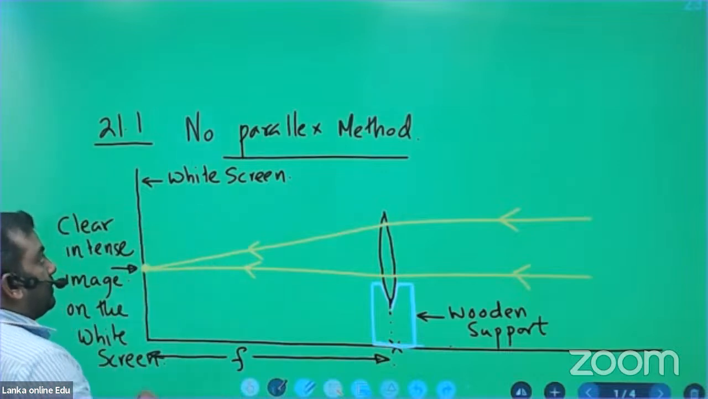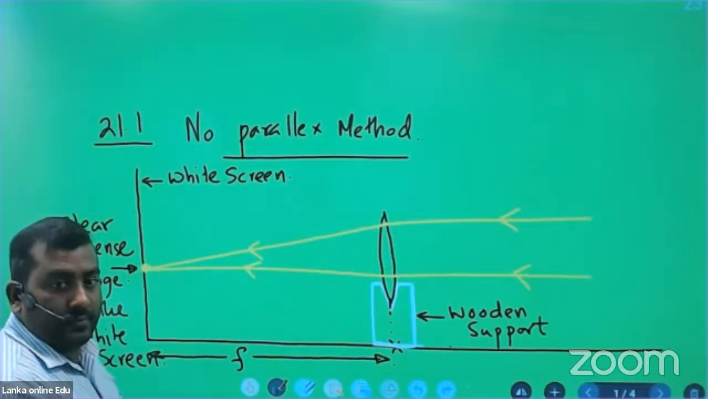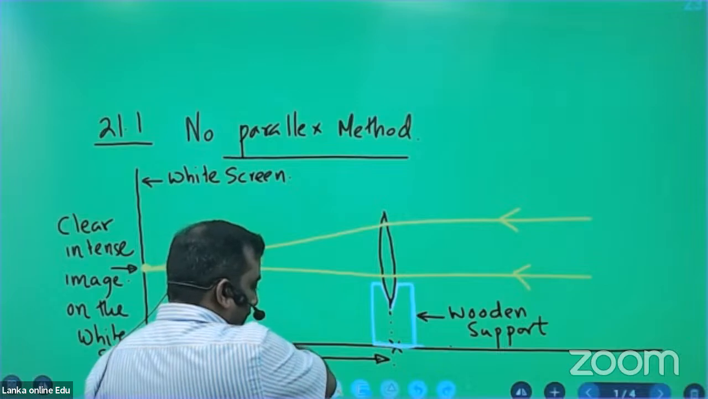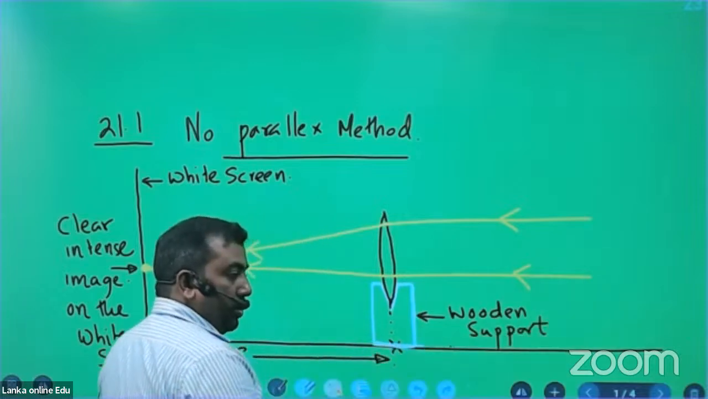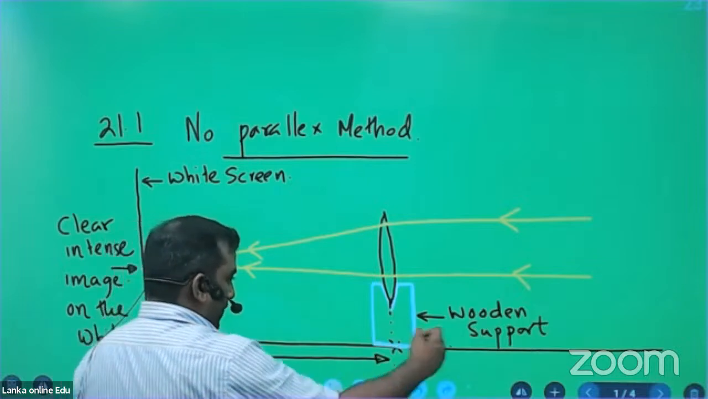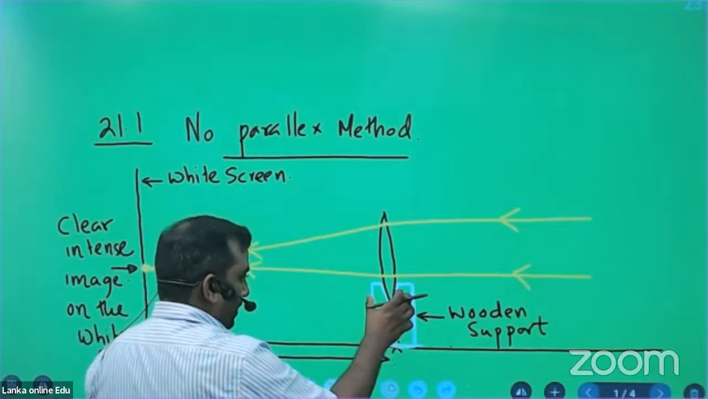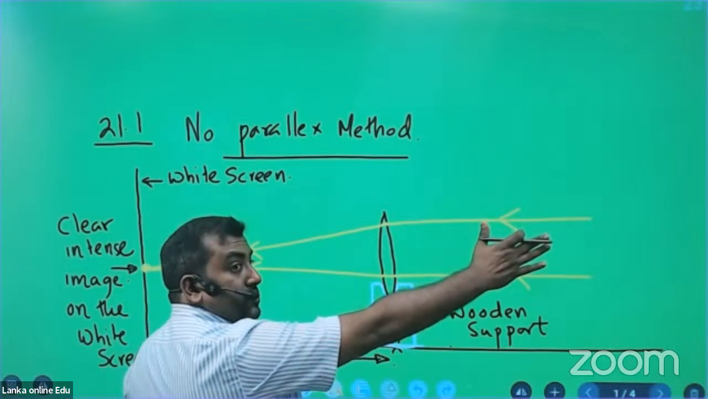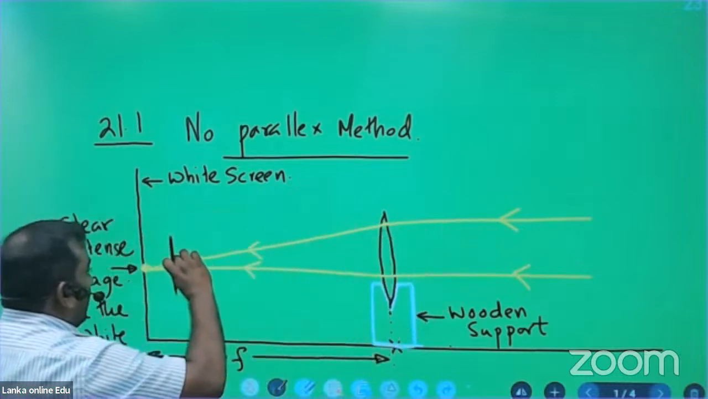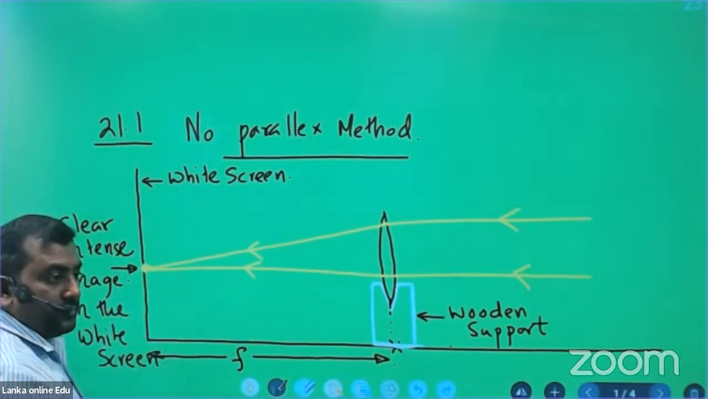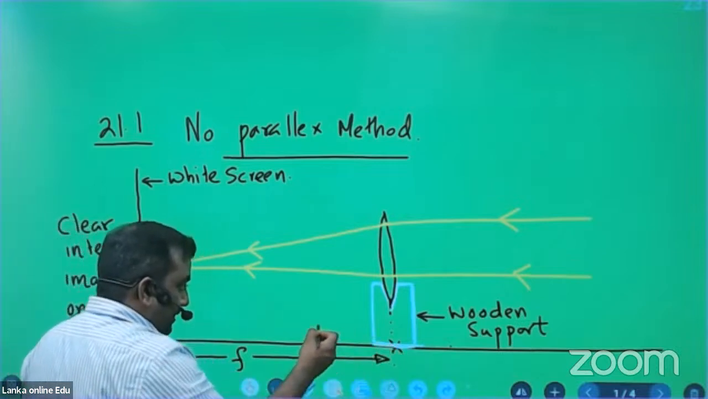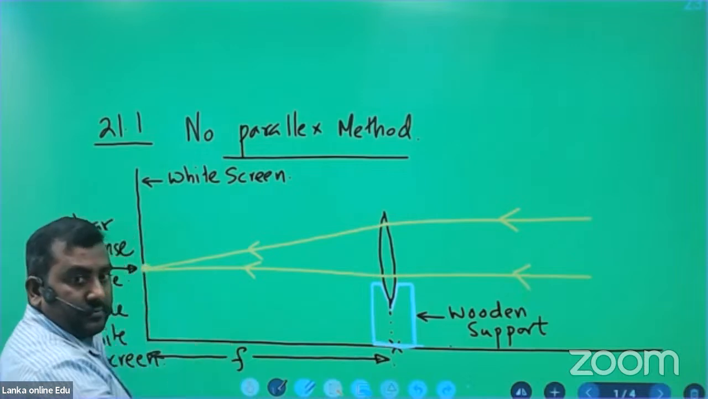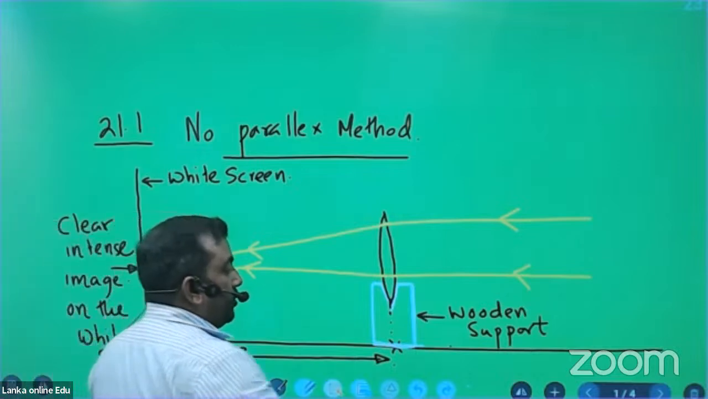First, there is a white screen here. In the support, you can put the convex lens. Draw a straight line using a piece of chalk. Somewhere around the center, you mark and place the wooden support. Focus on a distant object so that a clear, intense image is formed on the screen. Measure the distance from the lens to the screen. That will give you the approximate focal length. Then what do you do?